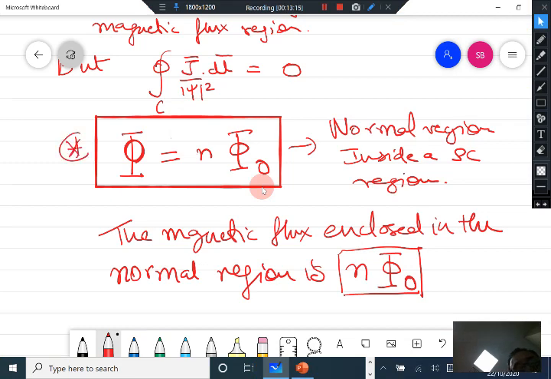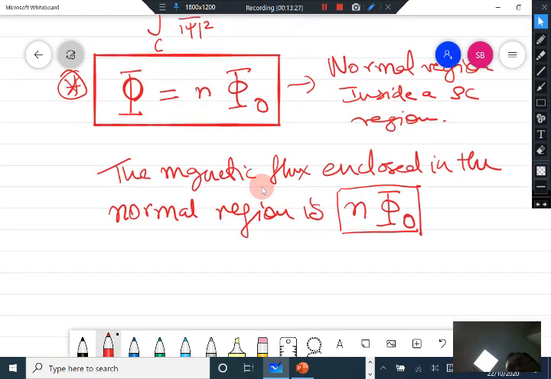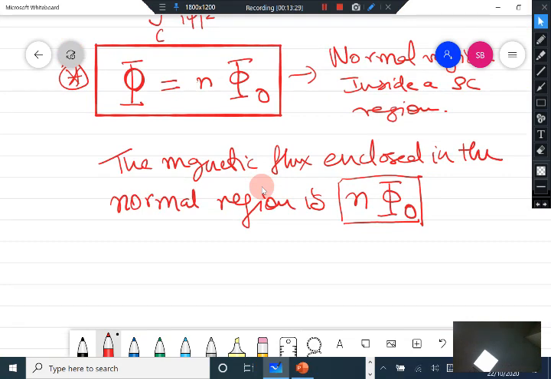The magnetic flux in any normal region enclosed by the superconductor has to change in integral multiples of the flux quantum phi naught, and that comes from the relation between the phase and the magnetic vector potential. If you have a vector potential, the flux will change, the phase will change, but the phase has to change in integral multiples of 2 pi to maintain the single valuedness of the wave function. So flux quantization comes essentially from there.